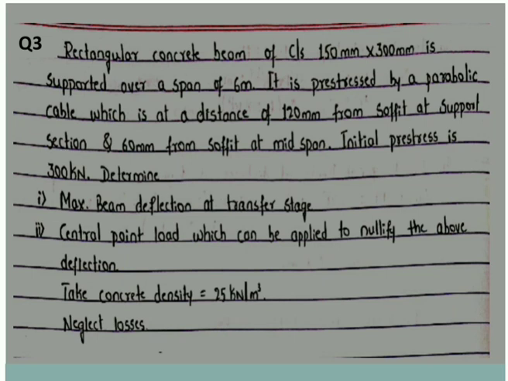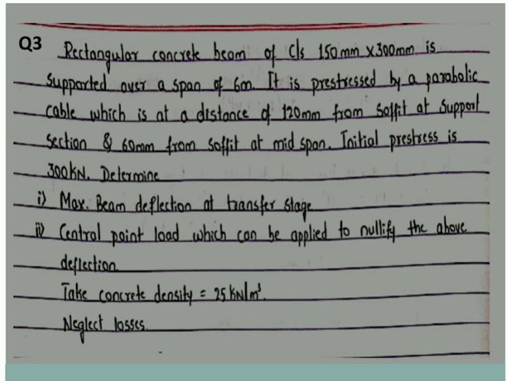The important task here is understanding the language and drawing a correct diagram. The question which we have to solve here is, in the first part we have to obtain the deflection at the transfer stage only, and secondly we have to obtain a central point load which can be applied to nullify the above deflection. That means the deflection which we will be getting is going to have a negative value. That means it is a deflection caused by the resisting force or the pre-stressing force which is applied in the initial stages, and the point load we have to determine is such that the deflection which is caused by the point load at the working stage in the later stages will be nullified by the pre-stress.